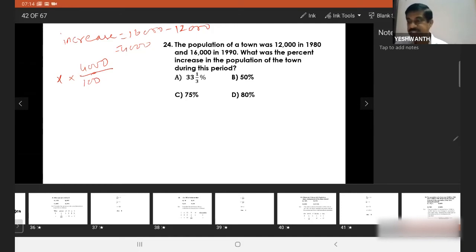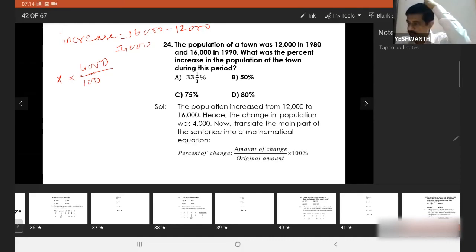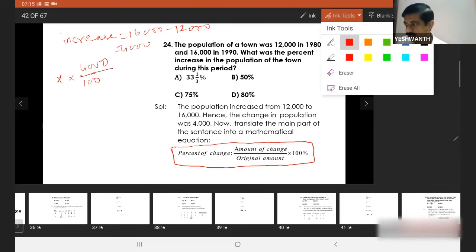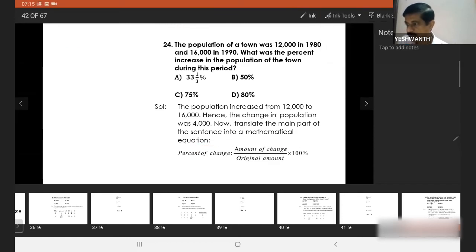What percentage increase? That means here, children, there is a small change we will bring. So percentage means what? Increase in population, or change in population, by original amount into 100. This is the formula. Change means, you see, denominator. Here we will not use that mathematical language what we have done. We will change a little bit. Okay. So now percentage change is, remember this formula. Change in amount by original amount by 100%.